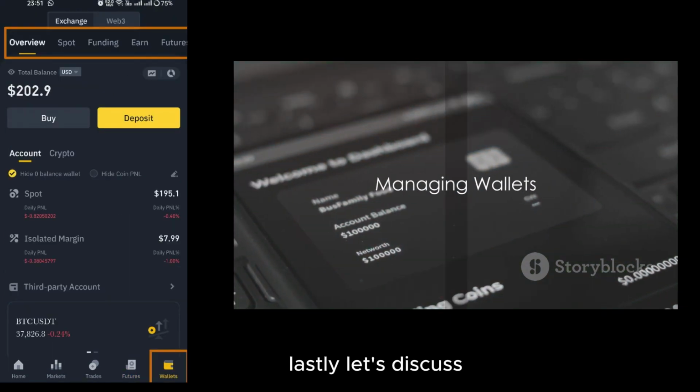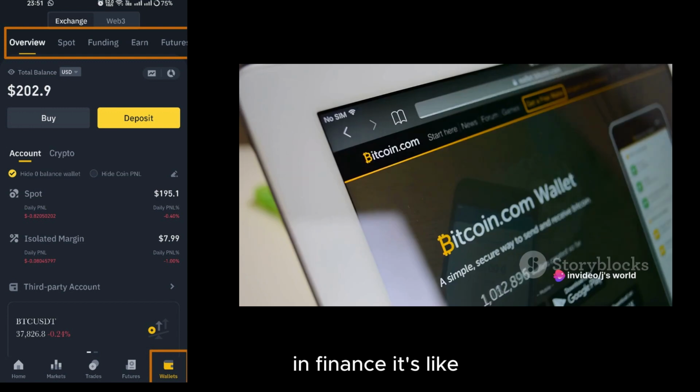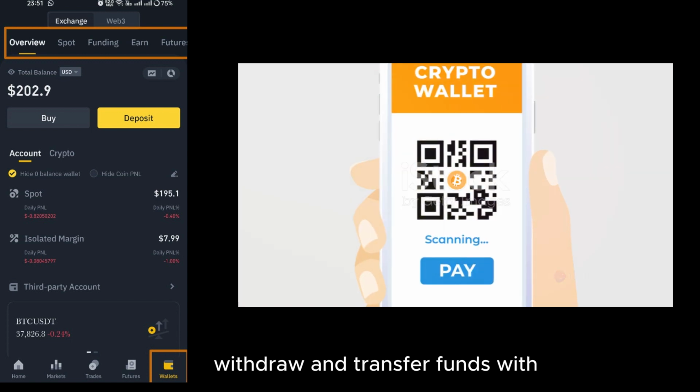Lastly, let's discuss the Wallets tab. This is where your funds are stored and managed in Binance. It's like your personal bank, but for cryptocurrencies. You can deposit, withdraw, and transfer funds with ease.